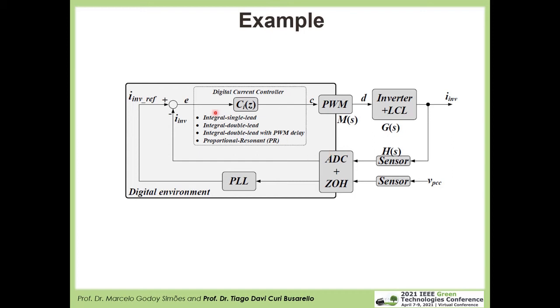And this is the focus of our example. We are going to design 4 digital current controllers. They are the integral single lead controller, the integral double lead controller, the integral double lead with PWM delay, and also the proportional resonant controller, which is one of the most classical digital controllers for grid-connected inverters.